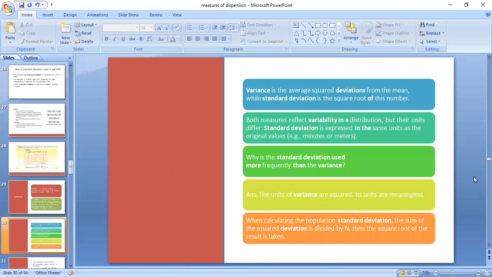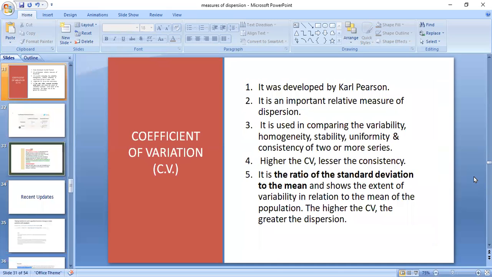Variance is the average squared deviations from the mean, while standard deviation is the square root of this number. Both measures reflect variability in a distribution, but their units differ. Standard deviation is expressed in the same units as the original value. Why is the standard deviation used more frequently than the variance? The answer is that the units of variance are squared, so its units are meaningless. When calculating the population standard deviation, the sum of the squared deviations is divided by n. Then the square root of the result is taken.